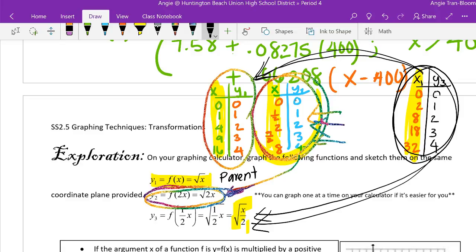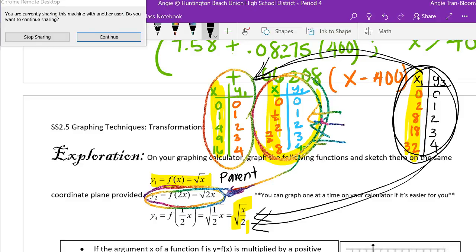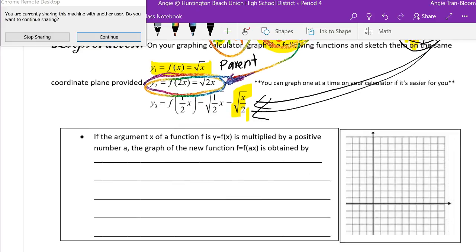So when you see a pattern, you want to come up with something or a saying that will help you remember. Okay? Any questions so far with that? All right, so now we're going to write a rule, okay?